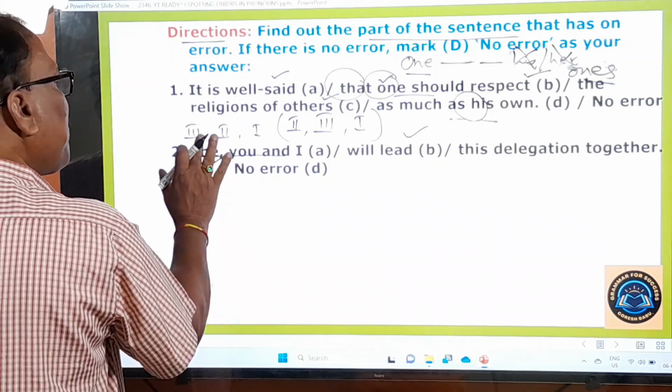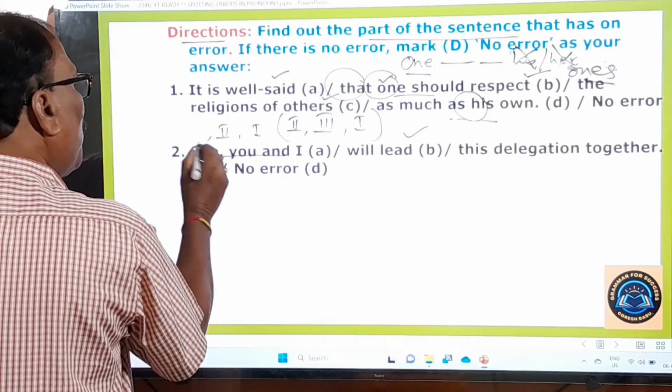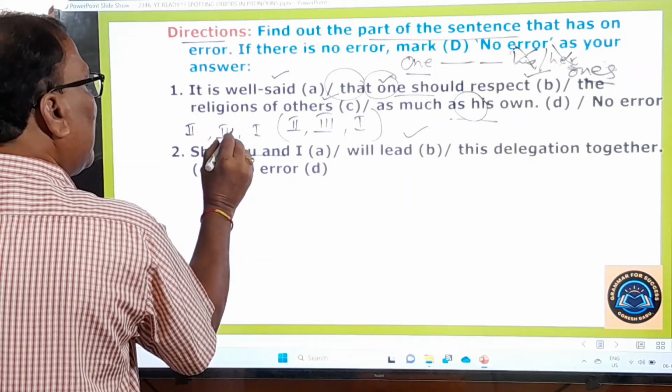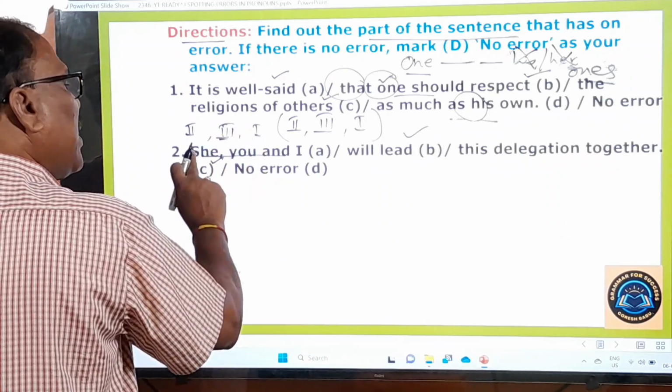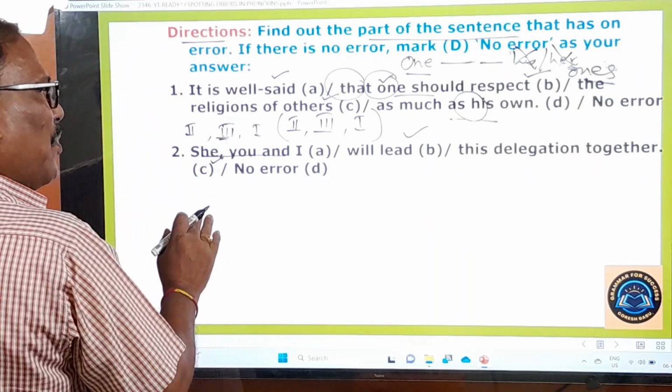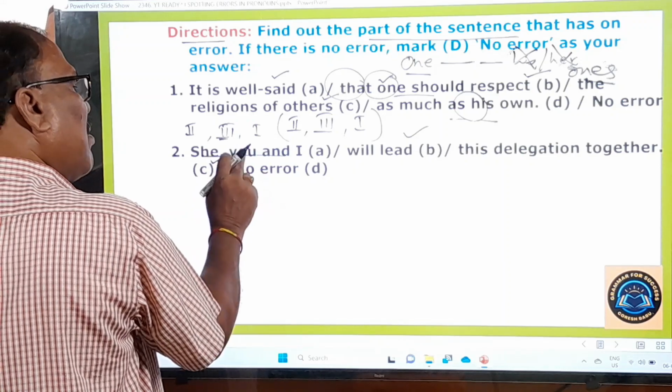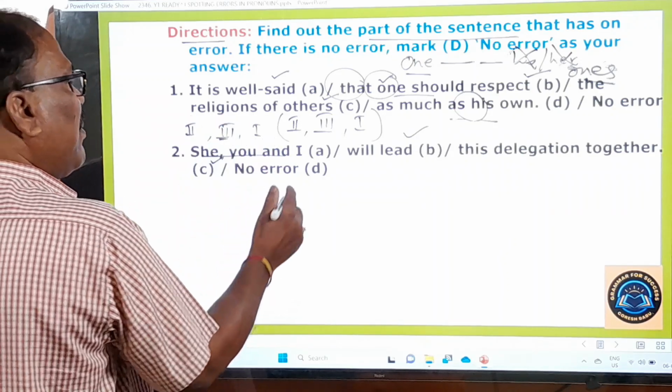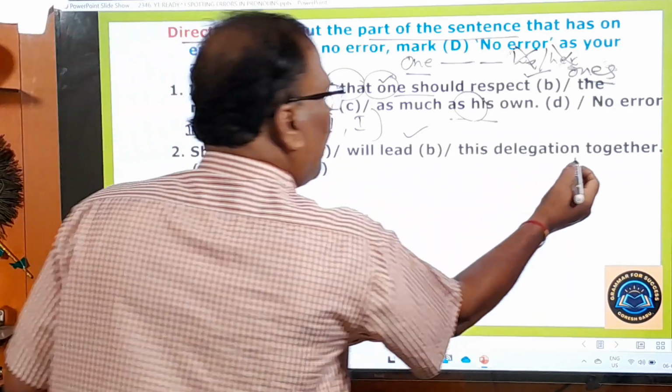So what should be there? The second person must be mentioned here, then the third person, like that. You, she, and I, it must be. Therefore, since the order of persons is wrongly given, this is going to be your answer.